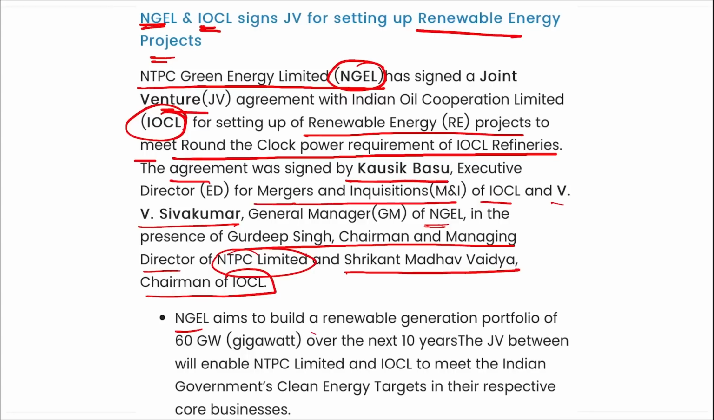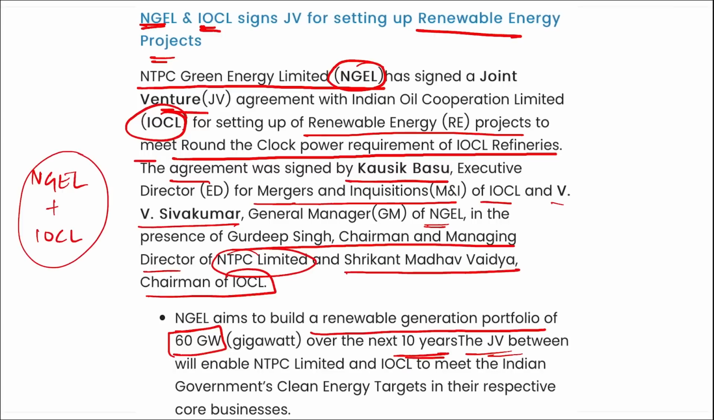NGEL aims to build a renewable generation portfolio of 60 gigawatt over the next 10 years, and the joint venture between them will enable the same. So coming back, remember it is your NGEL and IOCL. They signed a joint venture for setting up renewable energy projects so that the demand of the oil refineries can be met. All right, directly remember this.